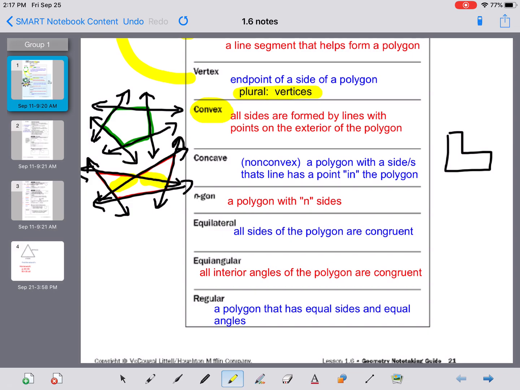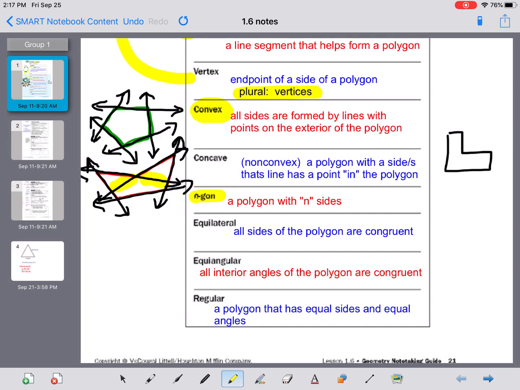Almost every formula you know works with a convex polygon. It doesn't work with concave polygons, but it's important to know there are both, okay? And sometimes the best way to deal with a concave polygon is to break it apart and turn it into convex polygons. And as we get to those, I'll show you. So don't worry about, oh no, I have to remember all these things. No, it's okay.